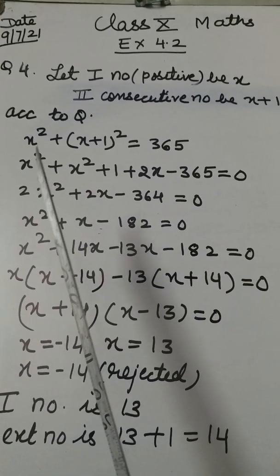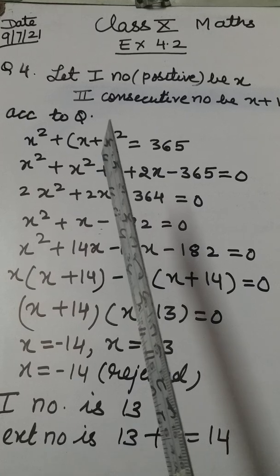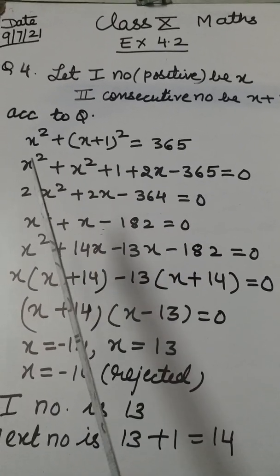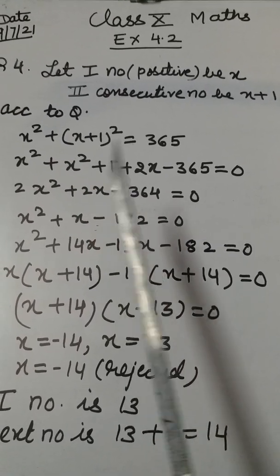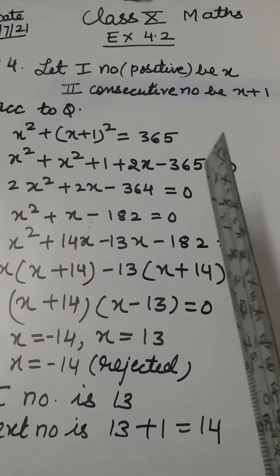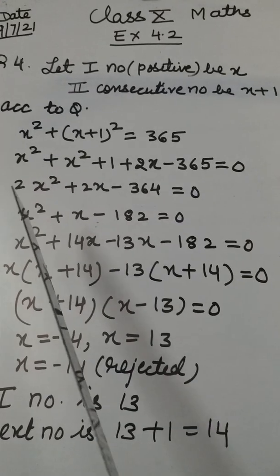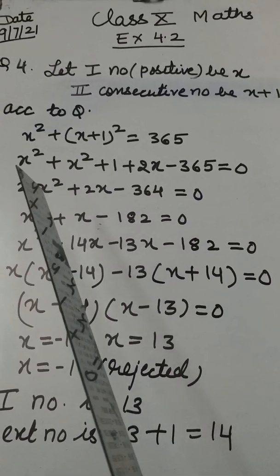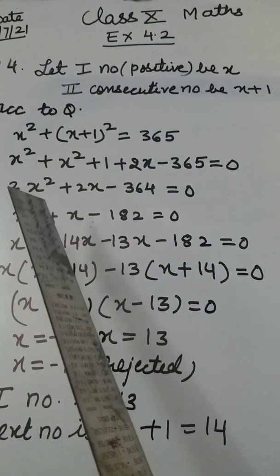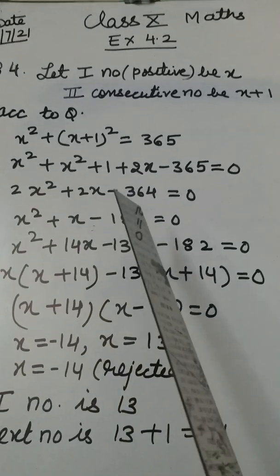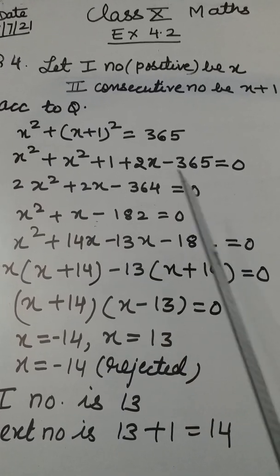Yes. Now x square, open this using the formula (a plus b) whole square: x square plus 1 plus 2x. This 365 will come towards the left hand side, so minus 365 equal to 0. Now we will simplify this equation by adding like terms. x square and this x square will be added, then it will be 2x square plus 2x. 1 minus 365 will be minus 364 equal to 0.